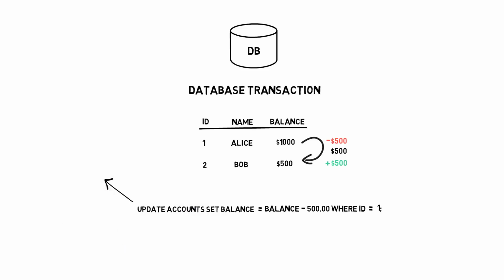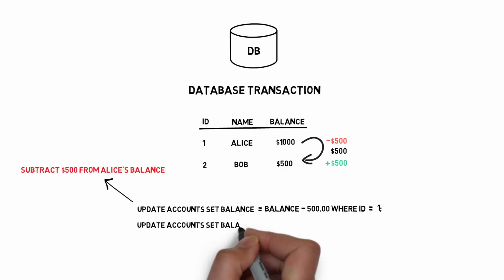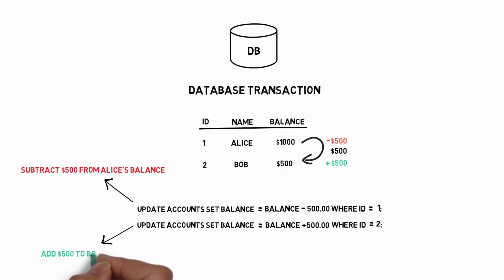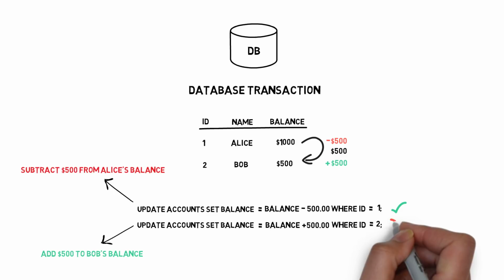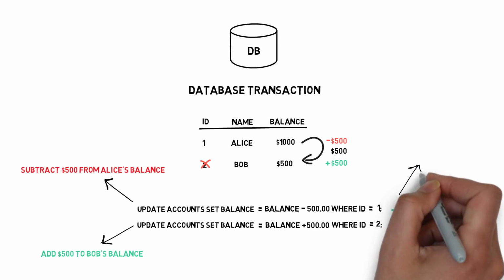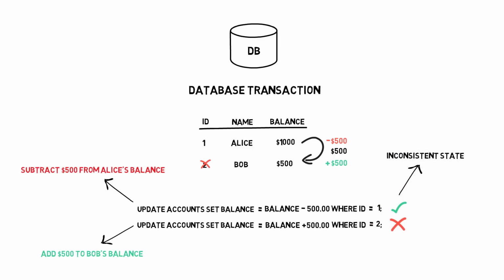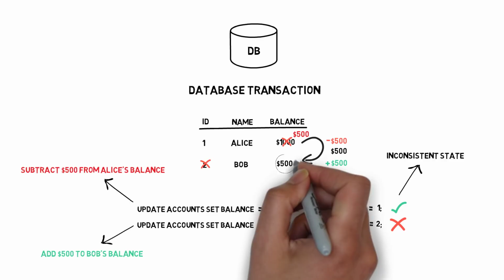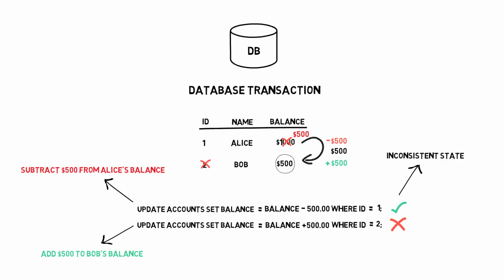The first update statement subtracts $500 from Alice's balance. The second statement adds $500 to Bob's balance. This is cool, but what happens if the first update executes, but the second one fails for some reason? Maybe ID 2 is not present in the system and we made a mistake thinking it's Bob's ID. If this happens, we would end up in an inconsistent state with Alice's balance equal to $500 and Bob's balance also equal to $500. To avoid situations like this, we have to use transactions.